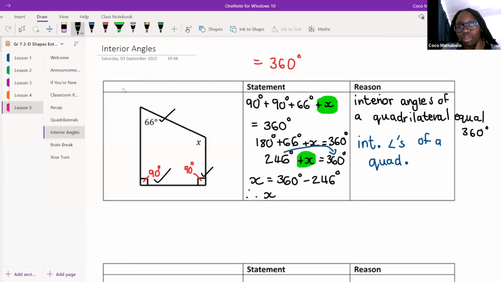Therefore, ma'am, x is equal to, now you have to do this. This is why we need a calculator in maths. Or you can just check the chat. It's going to be 114. 114 what? Everybody in the chat is cheating. Degrees. Excellent. Do not forget the degrees. They're very important.